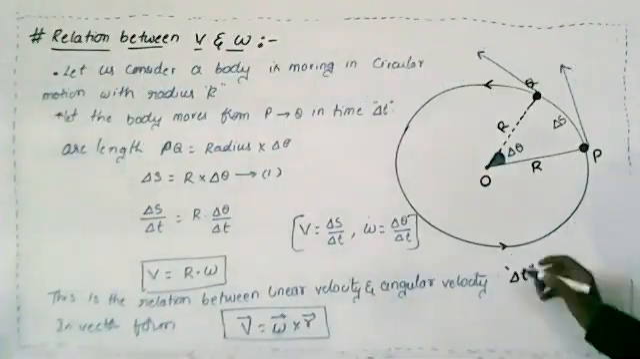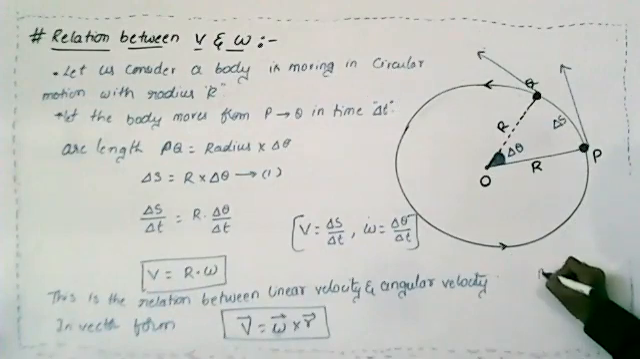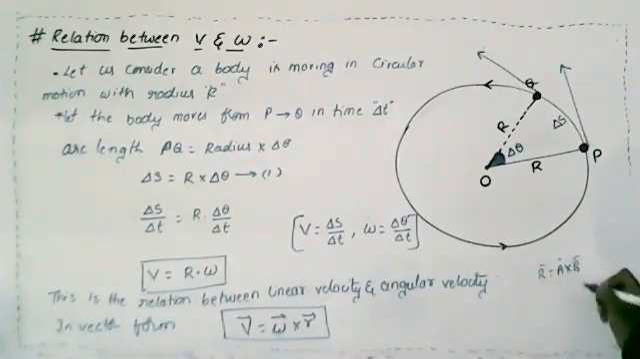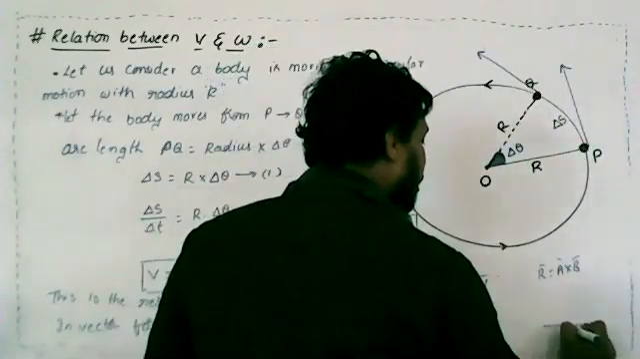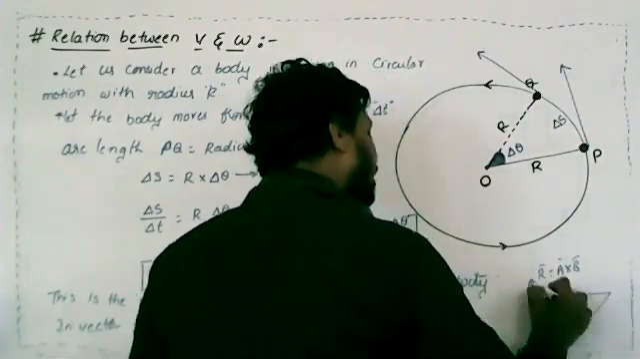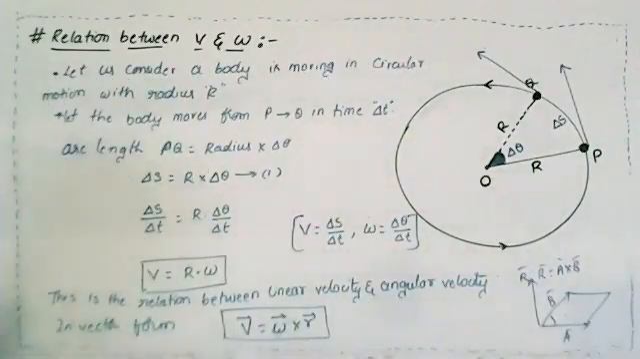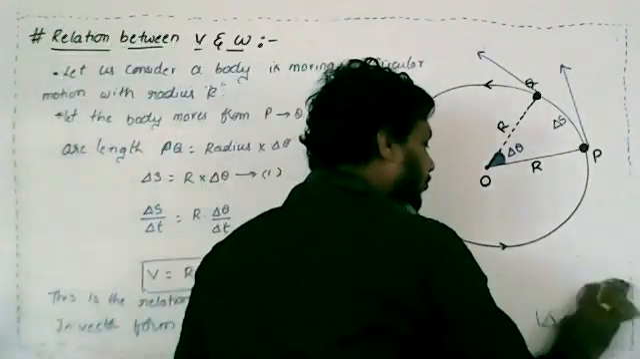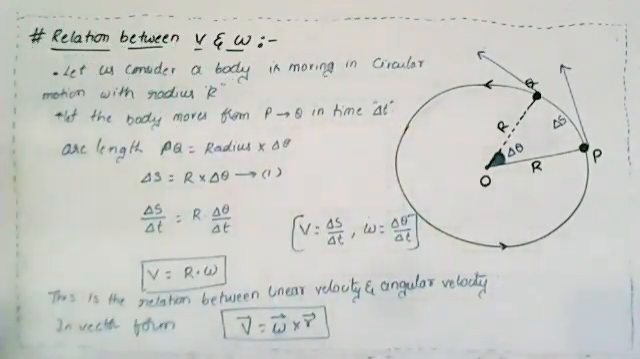If you compare this with the standard equation R bar is equal to A bar cross B bar, then R bar is perpendicular to the plane of A bar and B bar. For example, if you take this as vector A bar and this as vector B bar, R bar is perpendicular to the plane of A bar and B bar. Therefore, here also we can say that velocity V bar is perpendicular to the plane of omega bar and R bar. I hope you understood up to here.